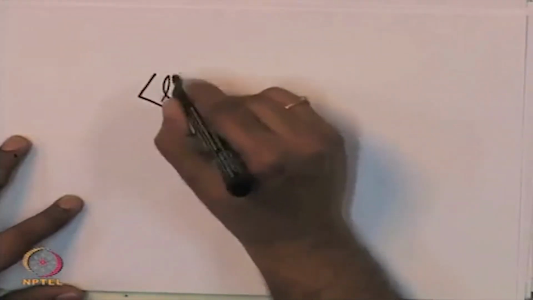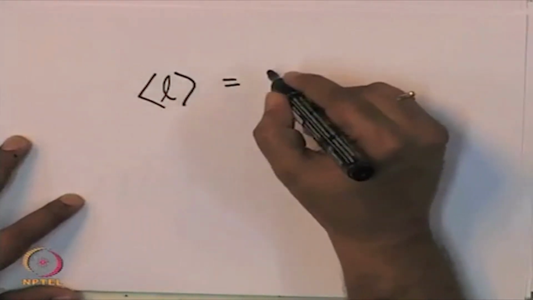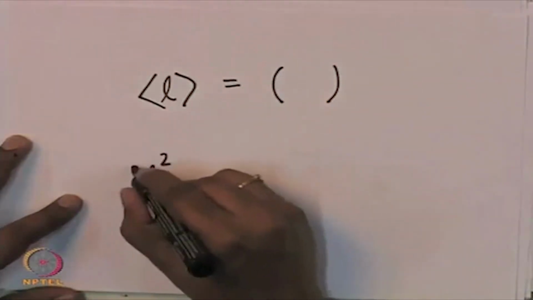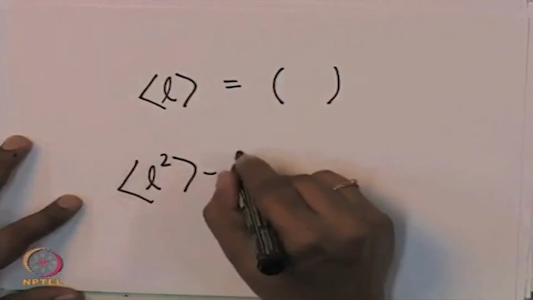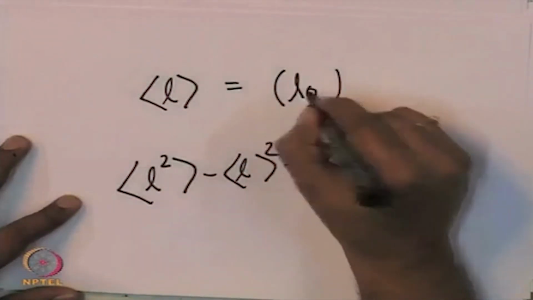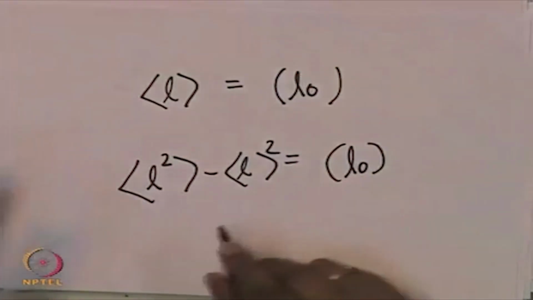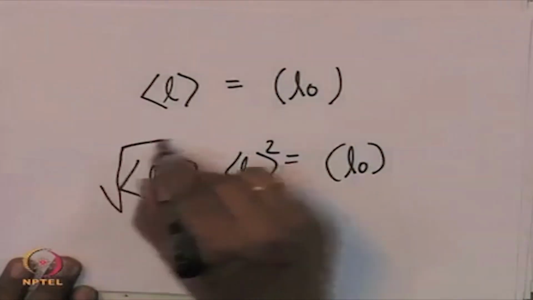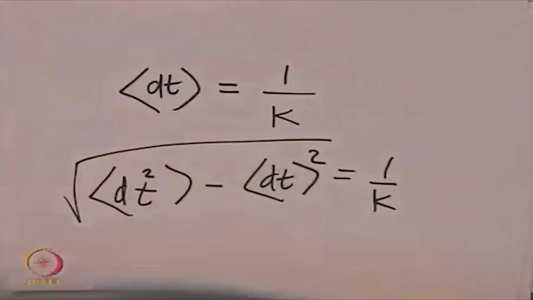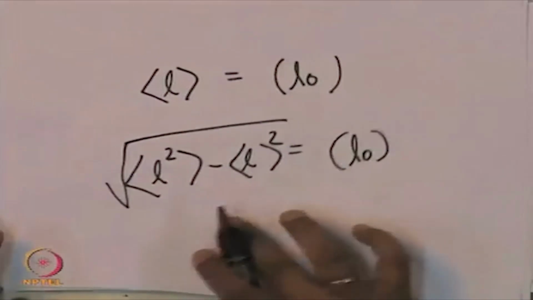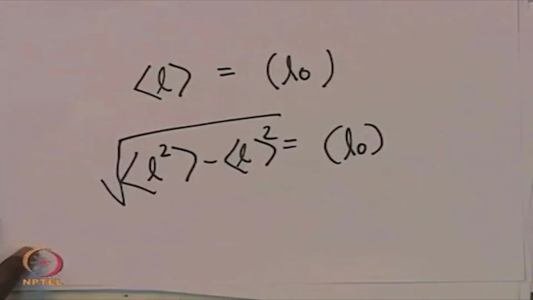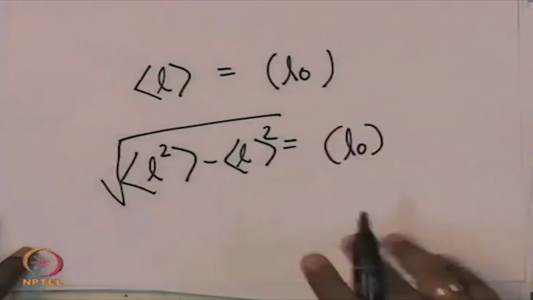And this is the same for microtubule length. The average length is some particular number, and you will find that the square root of L square average minus L average square will also be the same number. So, if the average is some L 0, this will also be L 0.